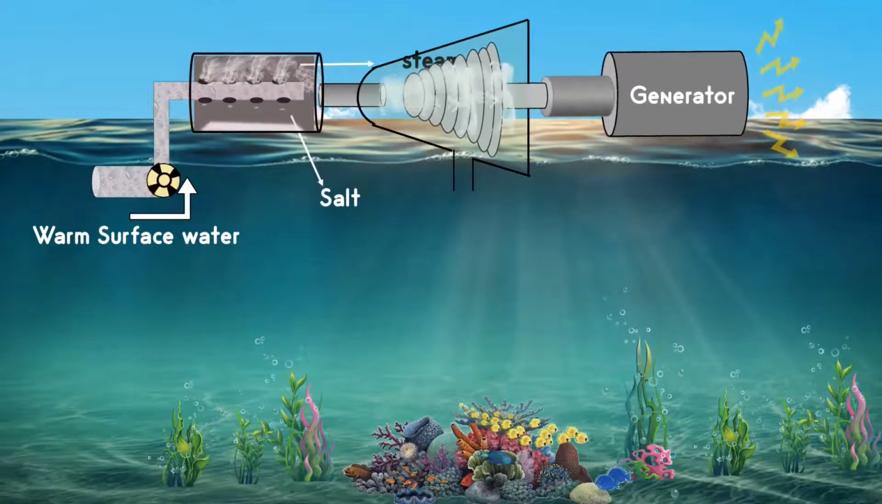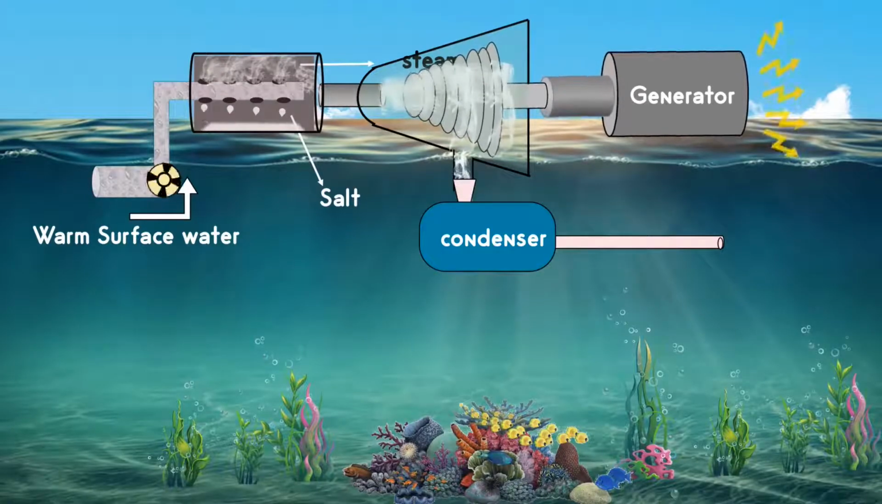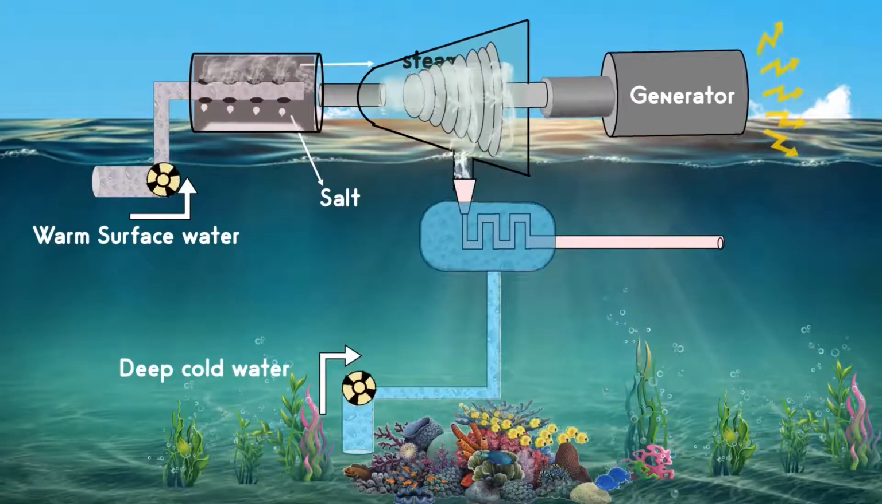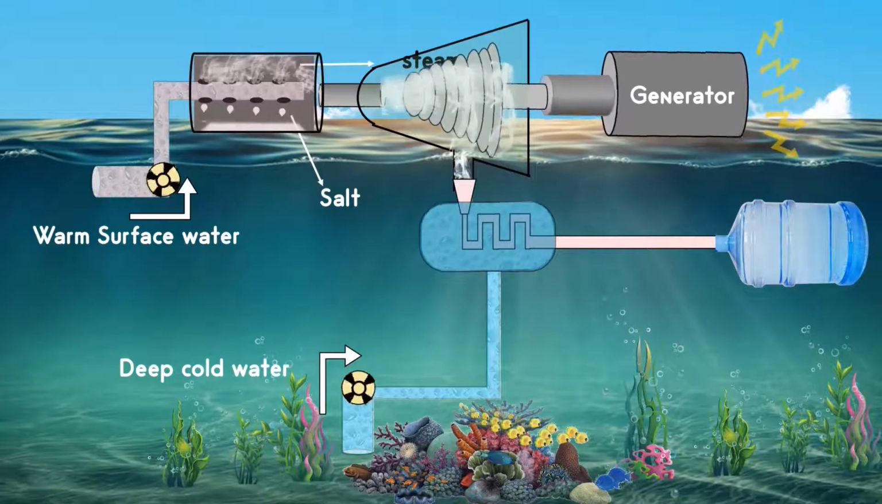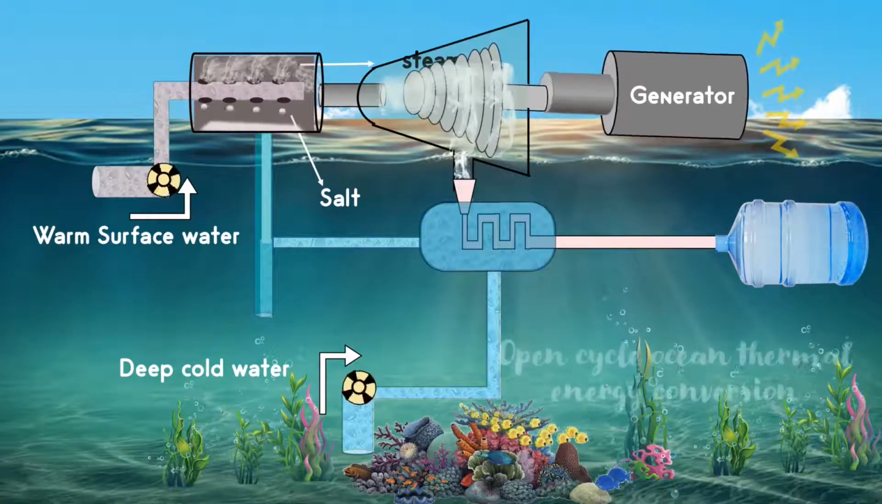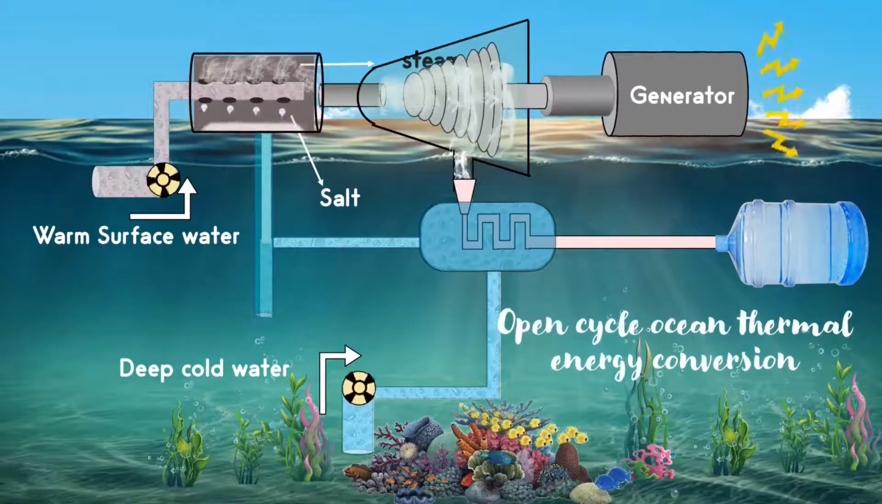The steam is then converted to water in the condenser by exposure to cold water, which is pumped from a depth of 1000 meters. The output from the condenser will be desalinated fresh water that can be used for drinking, irrigation or aquaculture. The residue is discharged back into the ocean. Since the output is not fed back, this type is called open cycle ocean thermal energy conversion.